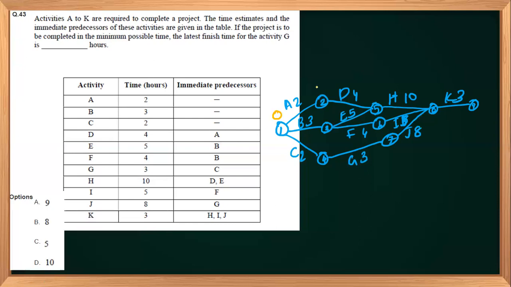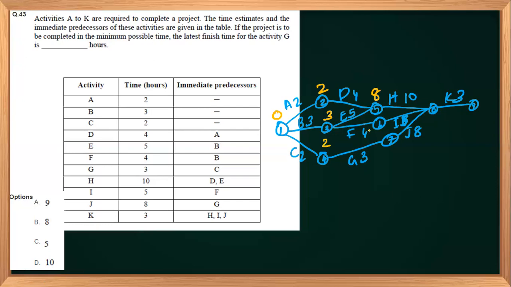For this node, 0 plus 2 is 2, 0 plus 3 is 3, 0 plus 4 is 4, so it will be 2. Now 2 plus 4 is 6, and 3 plus 5 is 8. So 2 possibilities are there. Which will we take? We will take the maximum. In the forward passing, we will take the maximum.